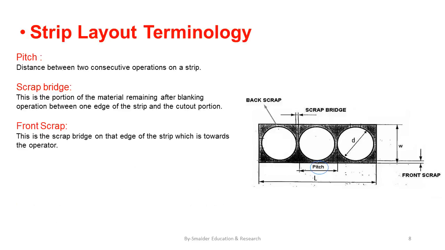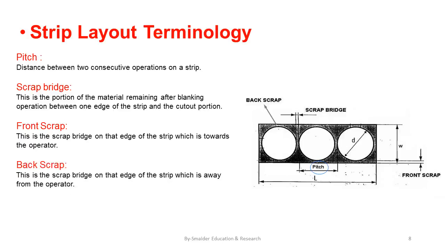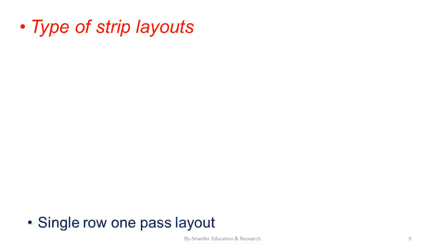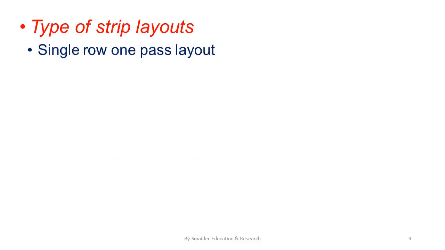Front scrap is the scrap bridge on the edge of the strip which is towards the operator. Back scrap is the scrap bridge on the edge of the strip which is away from the operator. Next, we can go to the types of strip layout.